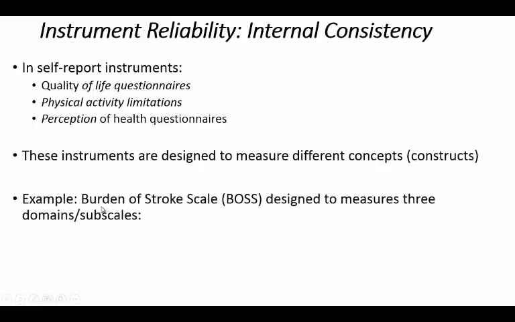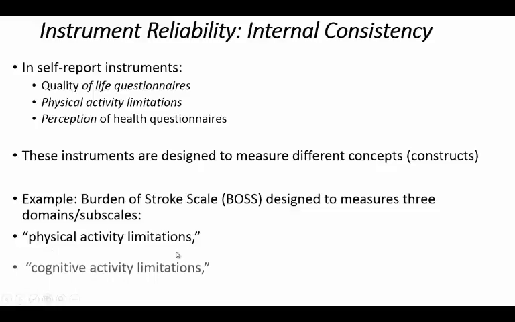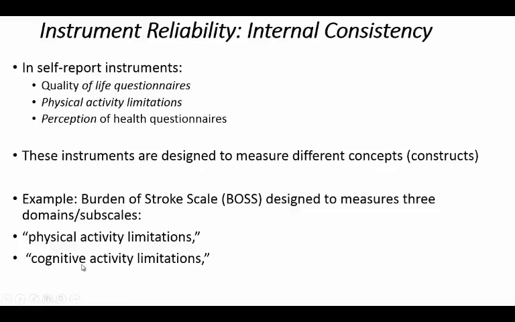For example, this is an instrument called the Burden of Stroke Scale, or BOSS. It is designed to measure 3 different constructs or concepts or domains or subscales. One is physical, which is the physical activity limitation. The second is cognitive, that's the cognitive activity limitation. The third is psychological distress or psychological limitations.